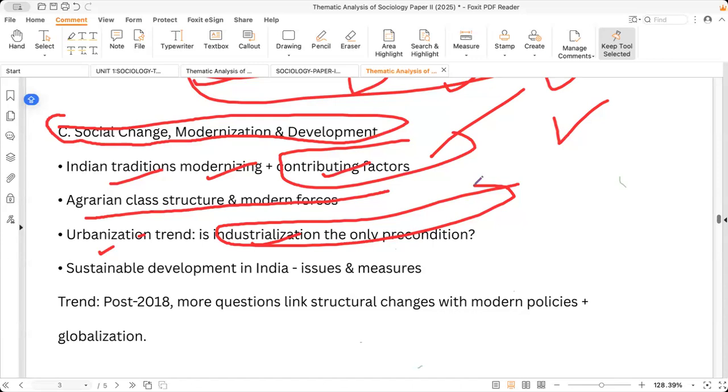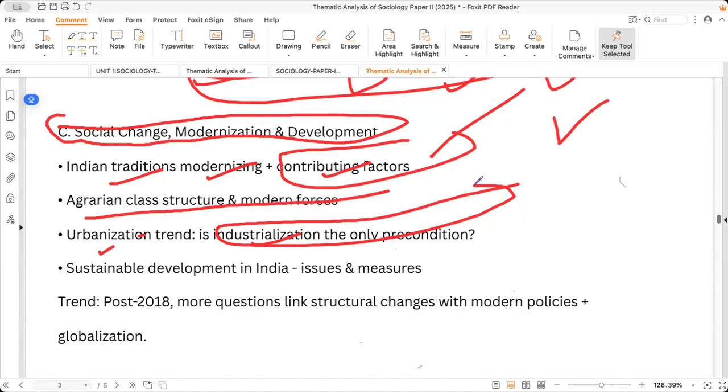Okay. Sustainable development in India: issues and measures. First of all, you need to prepare this topic very well. In sustainable development, both concepts come into play: development, and in sustainable, environment. So both types of thinkers and theories will be applicable. Prepare this beforehand. We will also cover sustainable development and give a question on it, but this is a hot topic and it will come again and again.